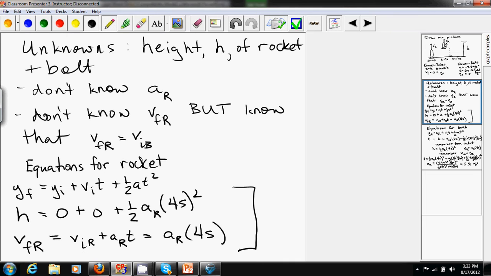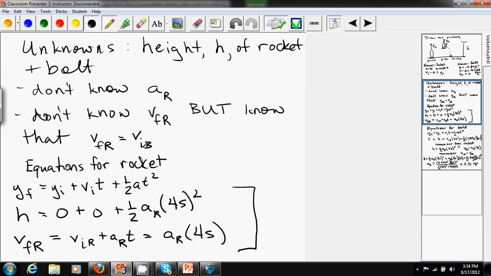Now, I don't know the final velocity of that rocket, but I can write what it should be in terms of the acceleration. If I use Vf is equal to Vi plus at, one of our standard kinematics equations, I can write V final of the rocket is equal to the acceleration of the rocket times 4 seconds, again because the initial velocity of that rocket is equal to 0. So those are a couple of equations that I can write down for my rocket.